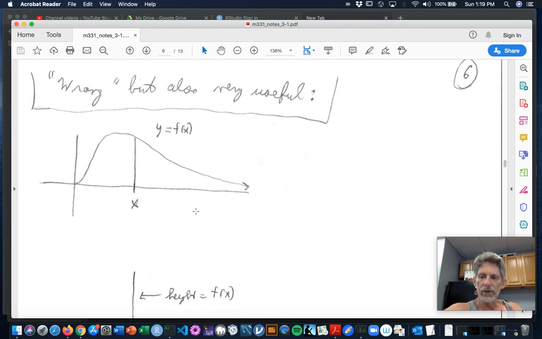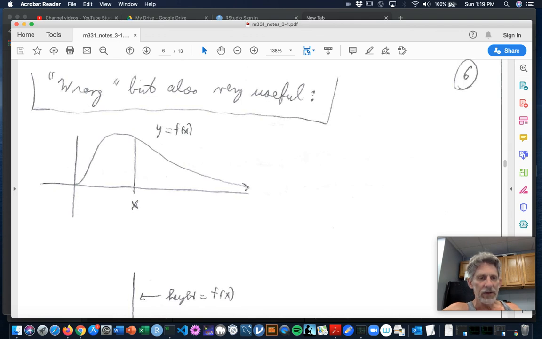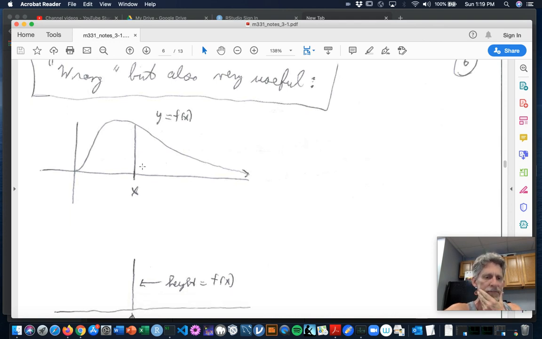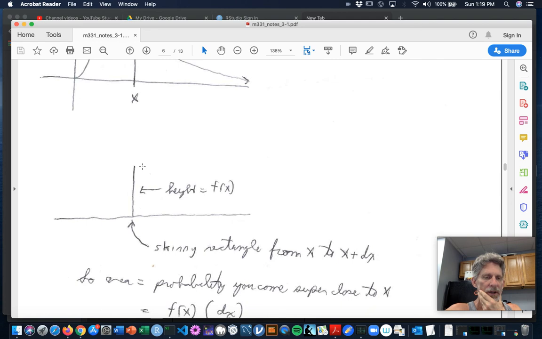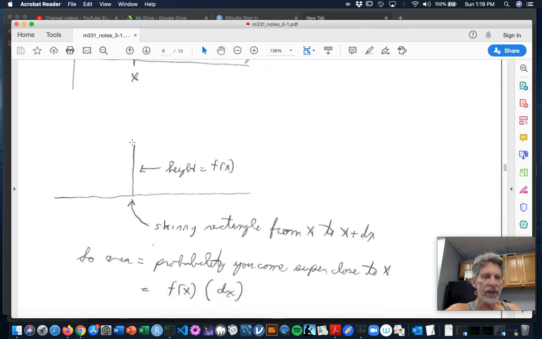The following idea is wrong because it's overly intuitive calculus, but it's really useful wrong. Think about a particular value x, and here's the height of the density curve, f of x, above it. Let's zoom in on that little line segment. But instead of thinking of it as just a line segment, think of it as a very skinny rectangle whose left-hand endpoint is x on the base and whose right-hand endpoint is x plus dx, where dx is this infinitely small positive number that you threw on, okay?